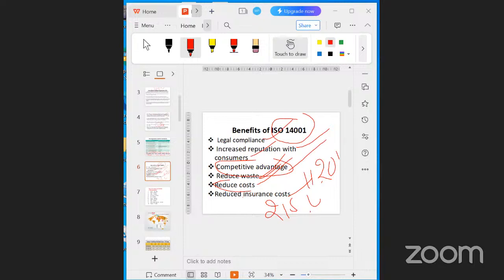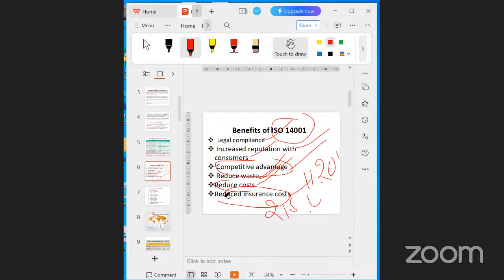Just as the need for the processing and removal of waste will be lessened, right? And next one is reduced insurance cost. So some companies might find that getting certified in ISO 14001 will reduce insurance premiums, right?